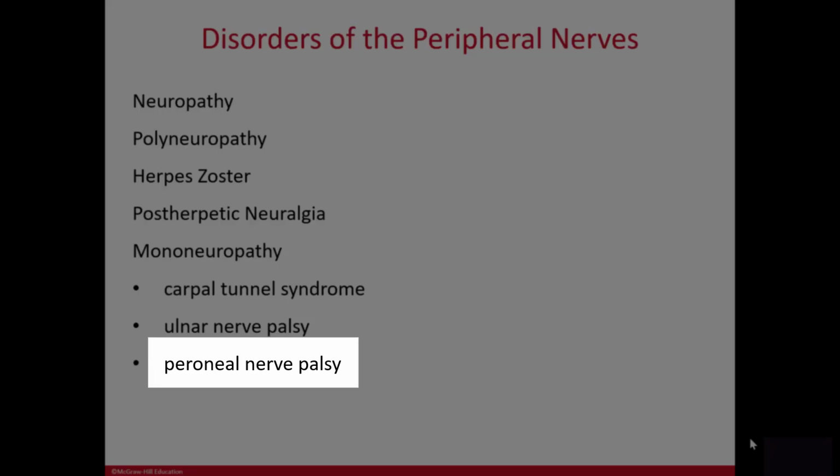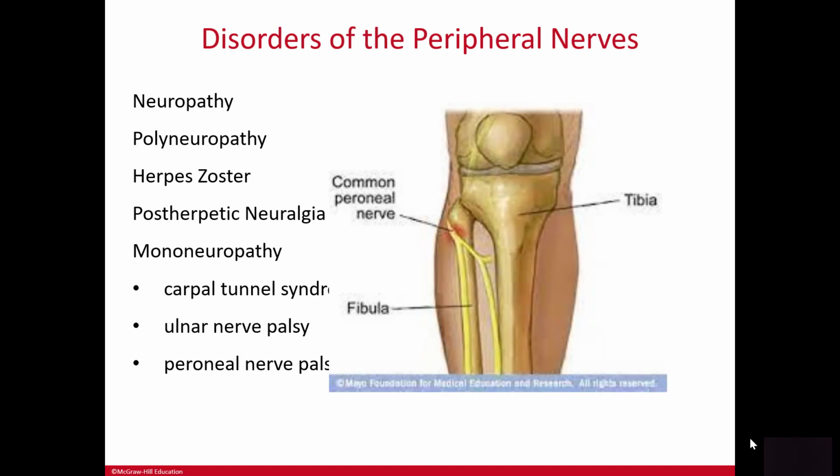Peroneal nerve palsy occurs when the peroneal nerve, which is located at the back of the knee, is compressed, and you usually see this in people who are bedridden or confined to a wheelchair.